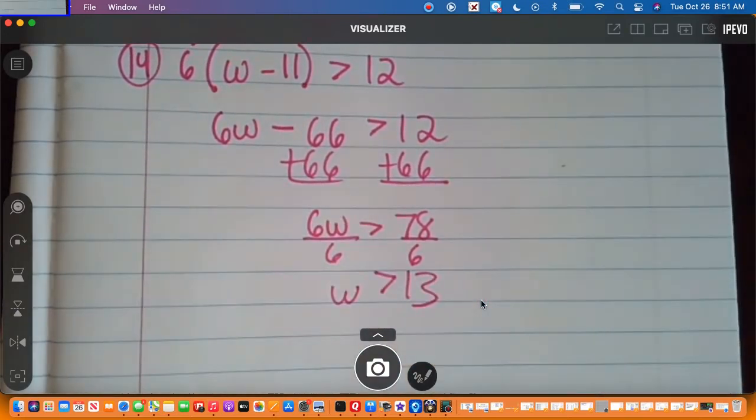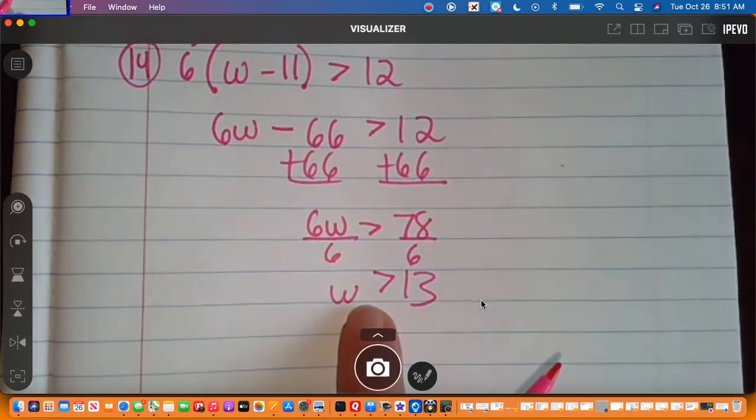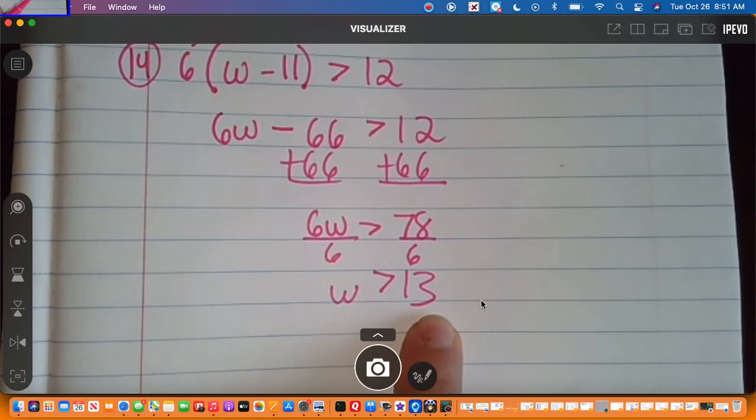Oh, y'all don't see your answer. It's not 13. Why is it not? I mean, you might see your answer, but the answer is not 13. It is not negative 13. Also close. It is not 12. It is 15. It's saying what number is greater than 13?